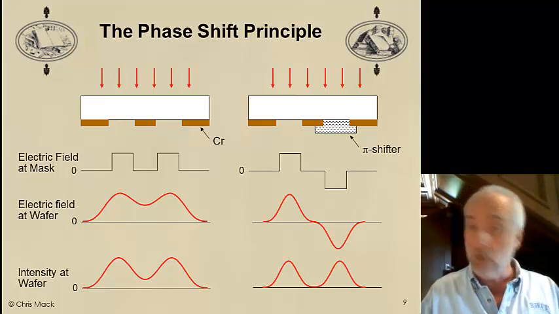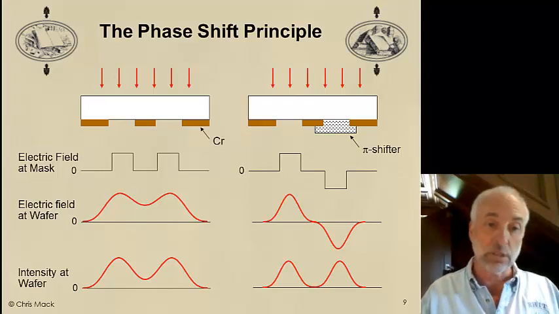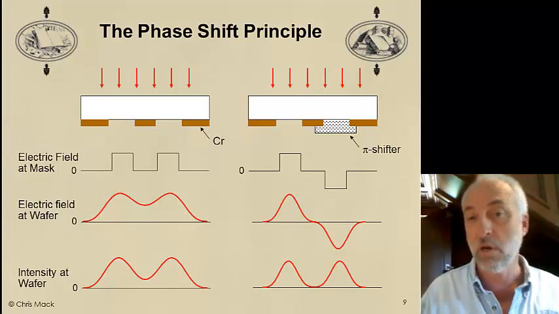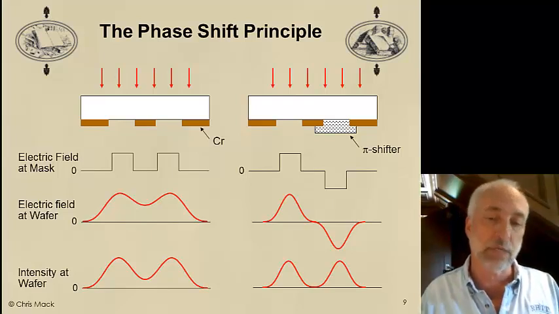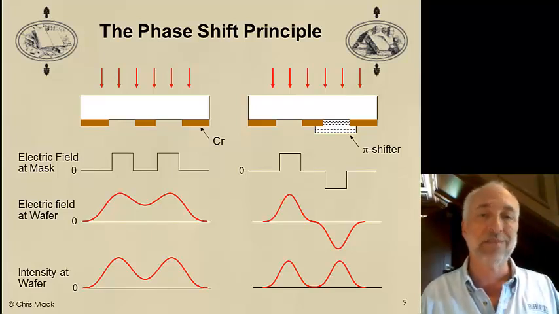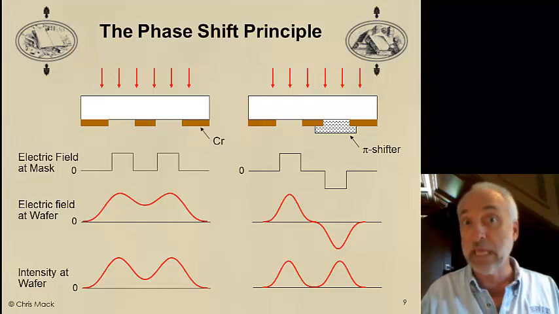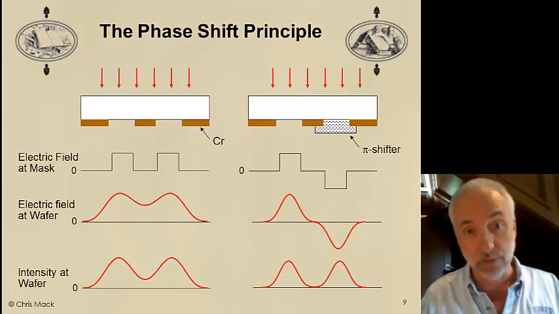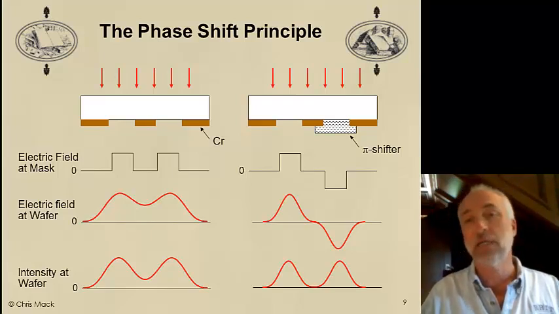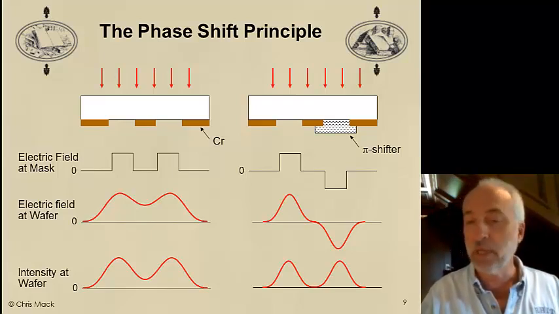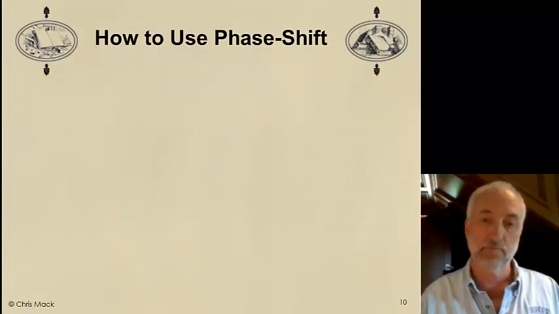So we end up with no 0 order at all, just a +1 and a -1 order, and that results in two-beam imaging. So we can get with the phase shifting mask the same advantages that we can get with off-axis illumination, two-beam imaging, but I don't have to optimize for a particular pitch. This works for any pitch.